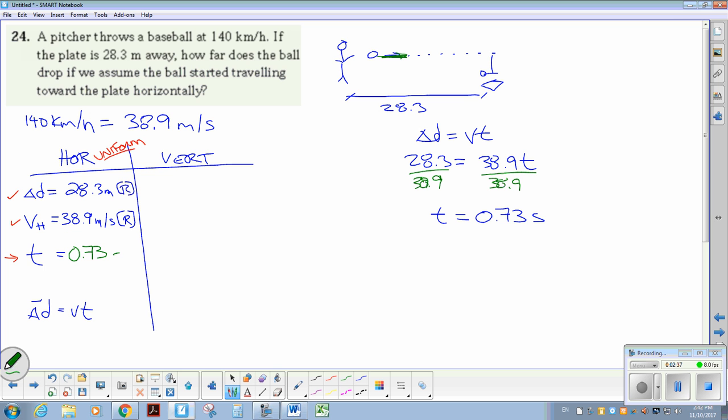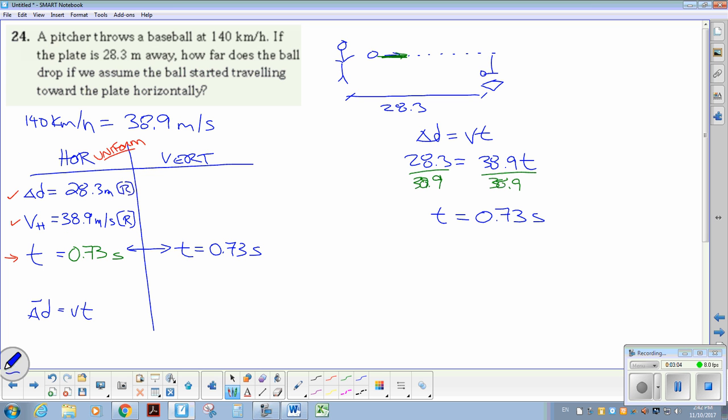Now, this does not help me at all vertically. I shouldn't say that. At this point, we have no vertical information except time. Time can go into both columns. It's interchangeable. It is the only variable that can appear in both columns and mean the same thing. So in the vertical, the same amount of time passed, 0.73 seconds.